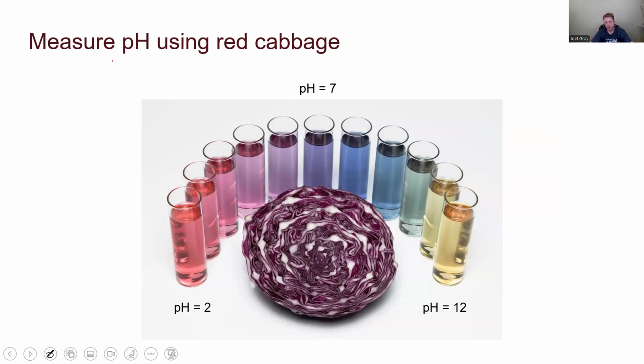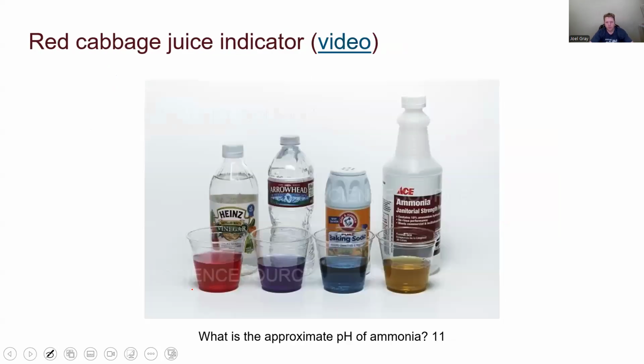So if you were to take that red cabbage juice and add it to a basic solution, it would look like that. An acidic solution, it would look like that. Now, here's an example of that: that red cabbage juice added to ammonia or baking soda, or, well, here's pure water.